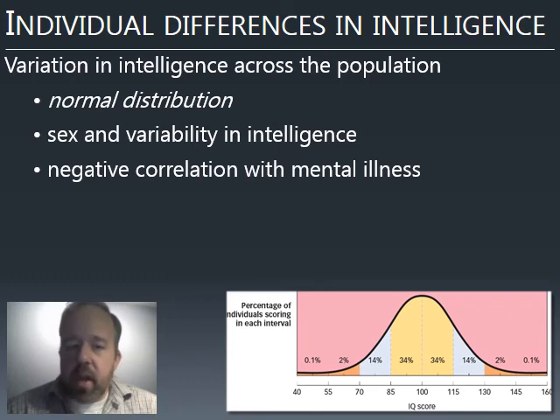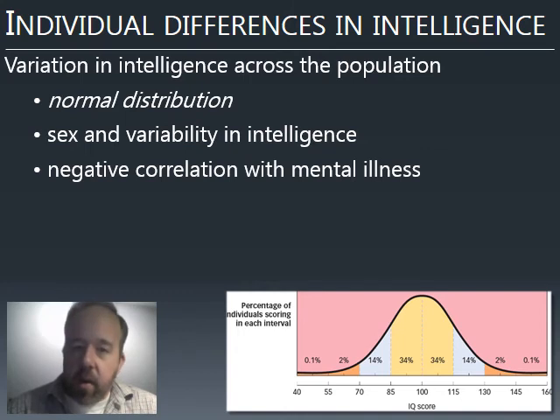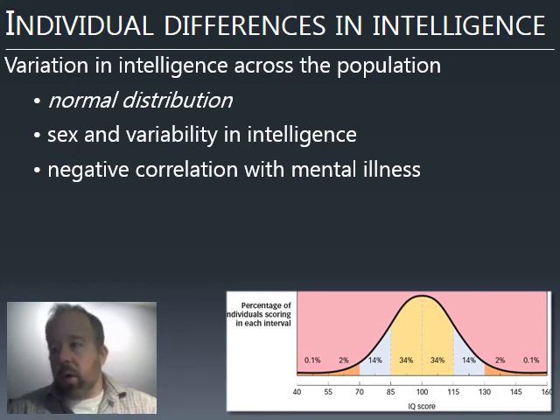Intelligence is also negatively correlated with mental illness. So more intelligent individuals tend to have a lower incidence of mental illness. And this kind of flies in the face of our notion of the unbalanced genius. So perhaps you've seen the movie A Beautiful Mind, where you have a very intelligent individual who also has schizophrenia. Or you may have heard the idea that a lot of artists have bipolar disorder.